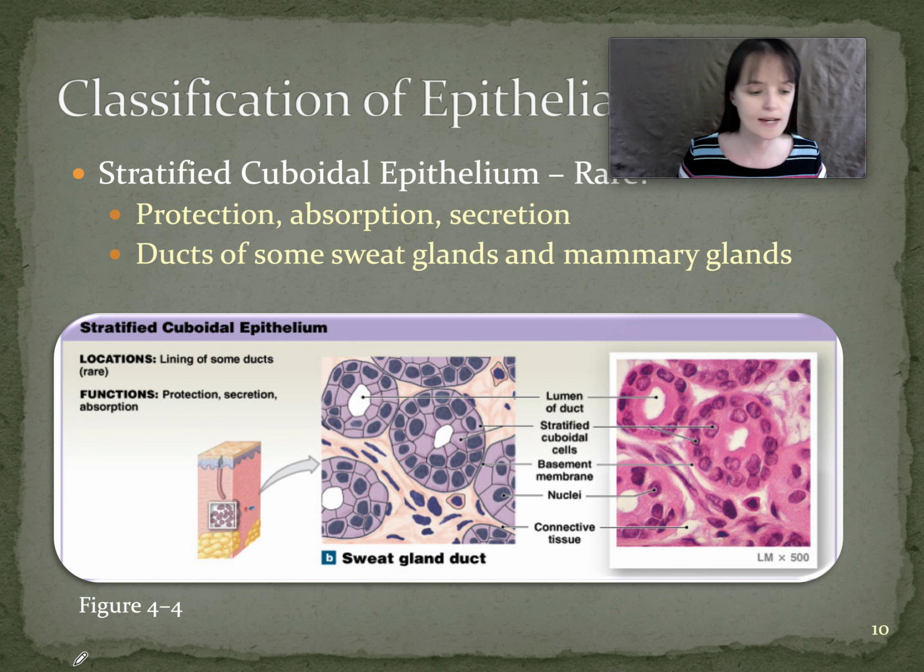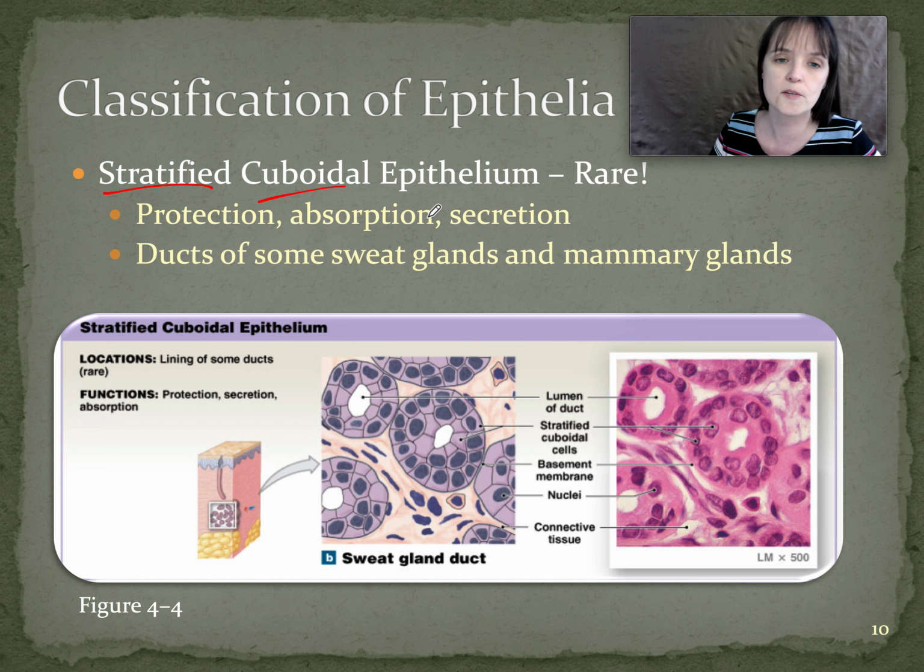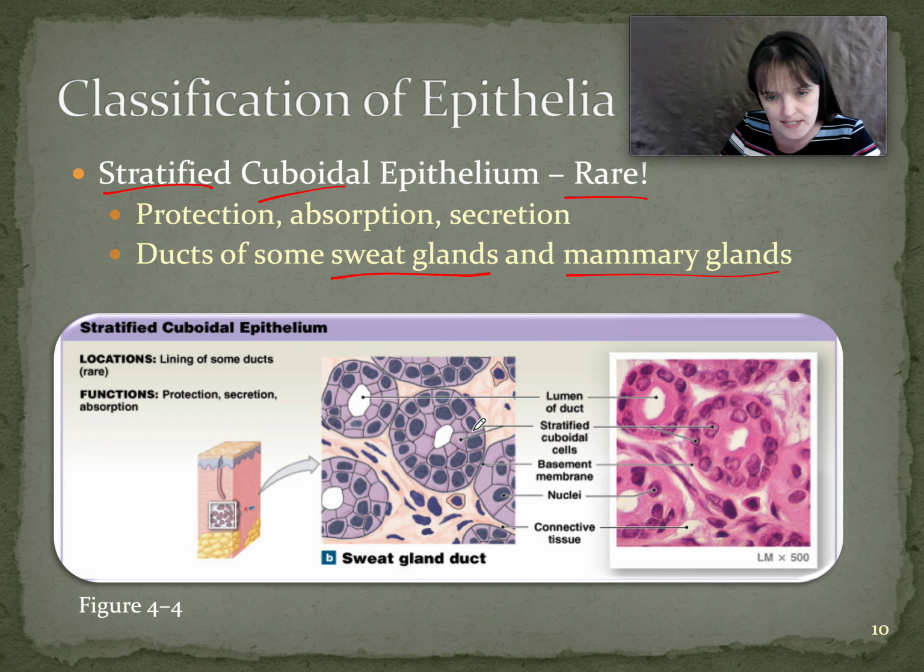So we are studying this one for lecture. It could be a right answer on the lecture test, but this is 100% a wrong answer on the lab test. Not on the lab list, then it is not a right answer on the lab test. So this is stratified cuboidal epithelia. These are rare. They do protection, absorption, and secretion, and they're found in the ducts of some sweat glands and the mammary glands. And the drawing is the same, except there's 2 layers of cells, and they are rare.